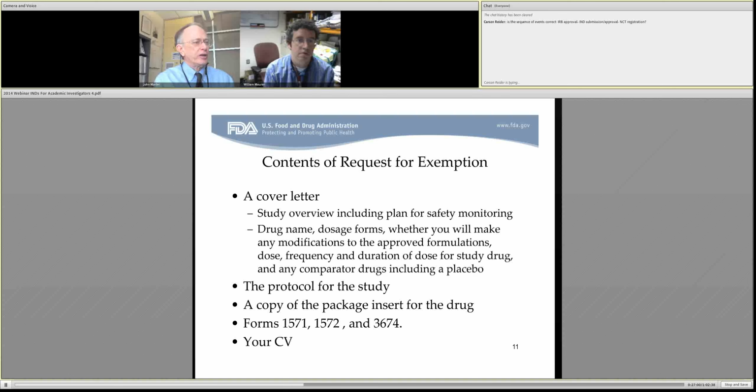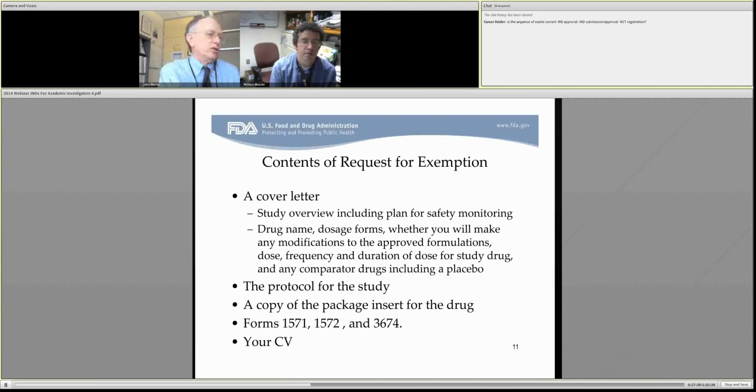We want to know the name of the drug. We want to know the dosage forms, whether you're going to make any modifications to the approved formulations, which means grinding it up and putting it in a capsule, for instance. We want to know if you're going to dissolve it in a different solution. We want to know the dose, the frequency and duration of the dose for the study drug. This is largely so we can look at the label and make sure that your use is consistent with the approved use for the drug or not. And if it's not, I'll be telling you about the additional information that you may need to supply.